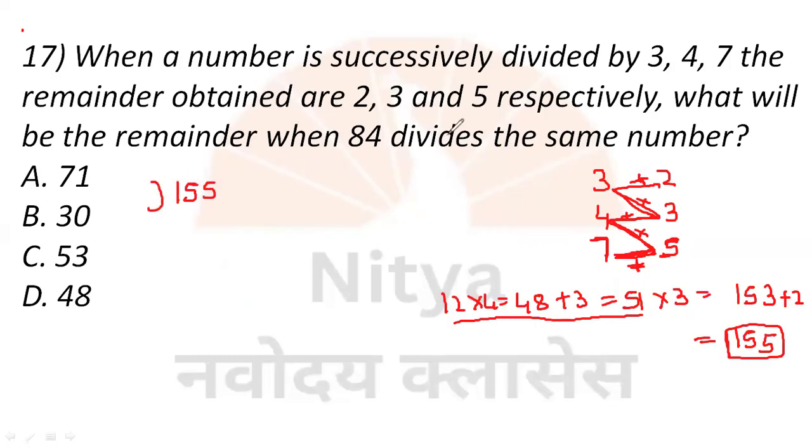So the question is, what will be the remainder when 84 divides the same number? Same number means this 155. You have to divide it by 84. So 84 ones are 84. So 155 minus 84: 5 minus 4 is 1, 15 minus 8 is 7, 1 minus 1 is 0. So the remainder is 71. So this is the answer. Option number A, 71 is the answer.